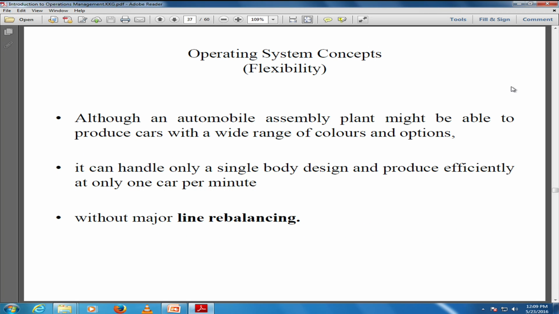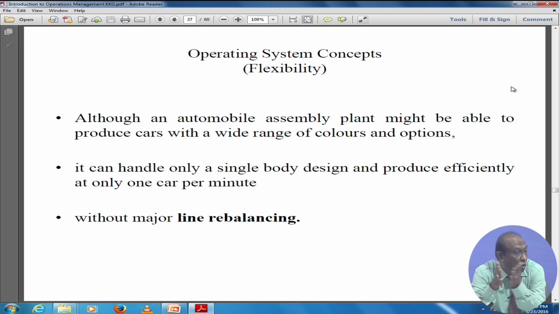Although an automobile assembly plant might be able to produce cars with a wide range of colors and options, it can handle only a single body design and produce efficiently at only one car per minute without major line rebalancing. This is what I saw when I joined. Today, of course, we have overcome that. We are keeping the platform same, and we are trying to create various body designs, but that was the fundamental thing. Not many organizations have been able to achieve that. So, here again there is a question of balancing between flexibility and focus.